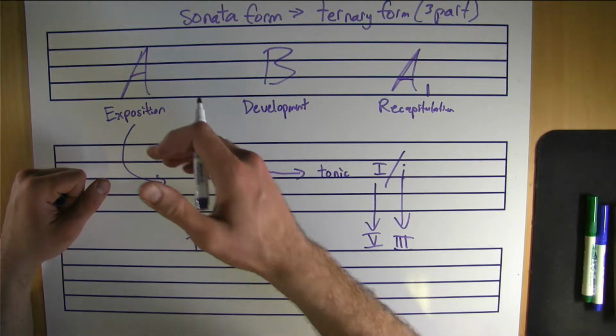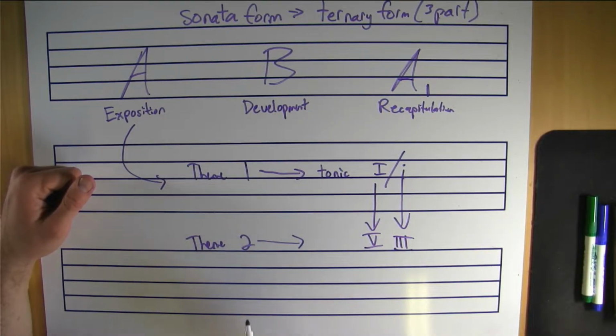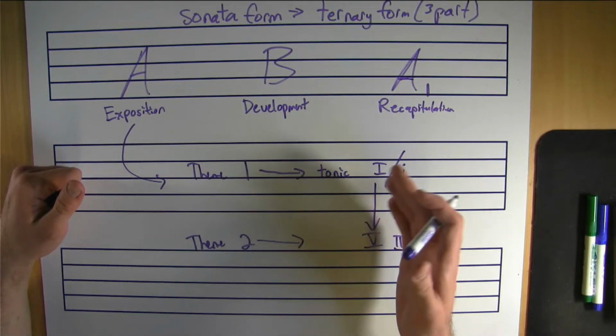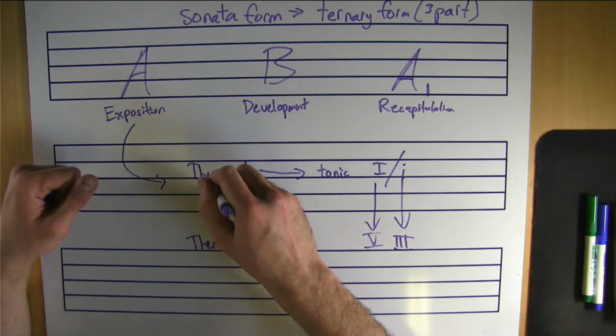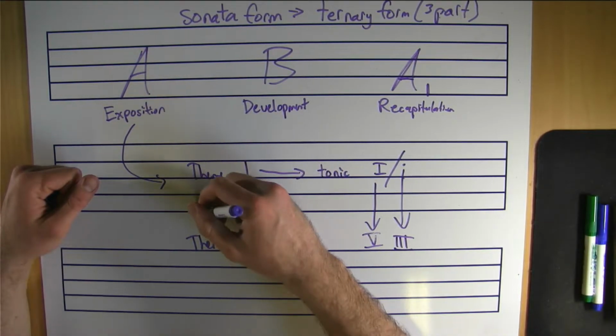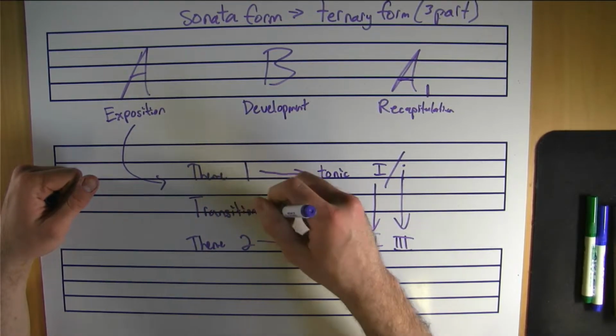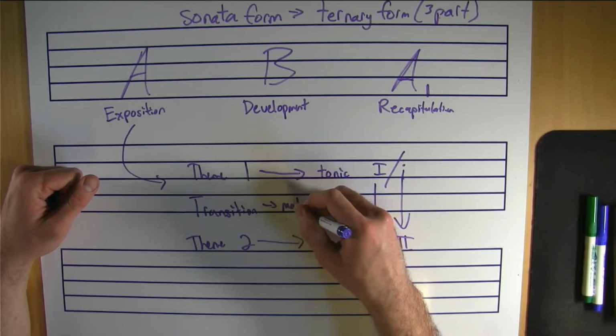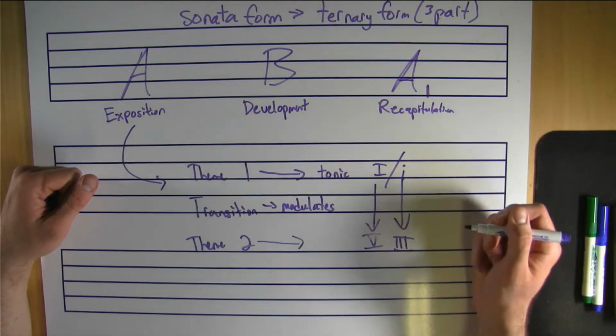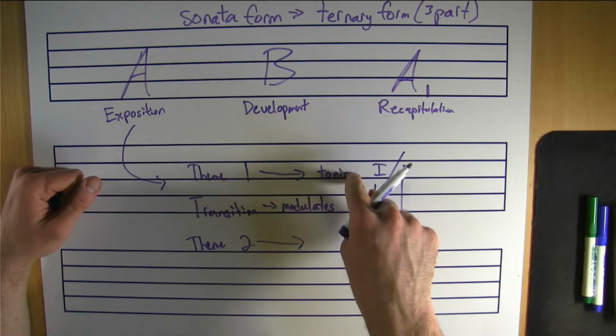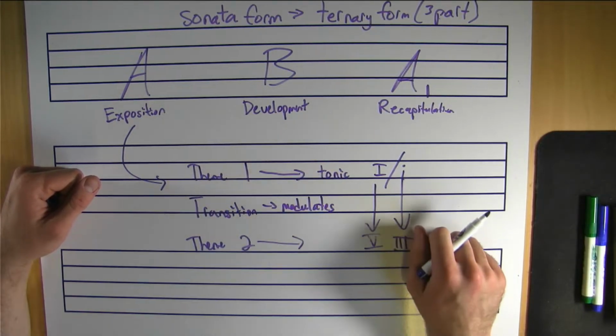Okay, so that's not it though. That's not the only stuff that's in the exposition. How do you get from theme 1 to theme 2? Now, usually there is some kind of a transition which modulates, typically. And it takes you from the tonic key to that secondary theme area.